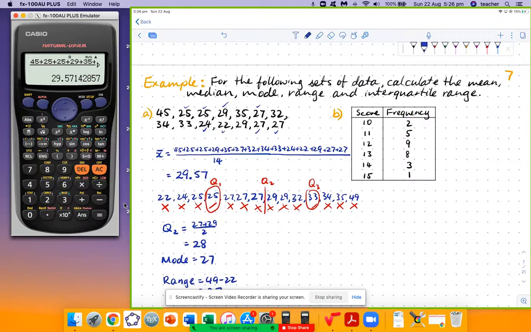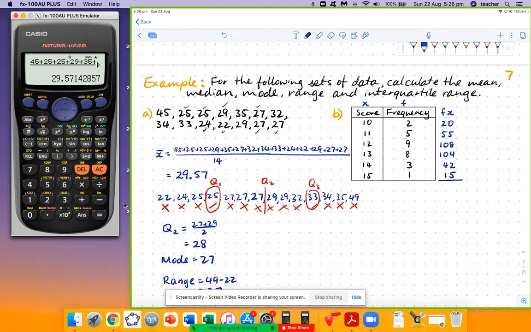So what we can do here is add a column called fx. Score is usually given as x and frequency is f. So what we're going to do is multiply the score by the frequency. Because I've got 2 scores of 10, 2 times 10 is 20. Then if I've got 5 scores of 11, that will add up to 55. Then we'll have 108, 104, 42, and 15. So that's how much we get when we add up each of those different groupings of scores.